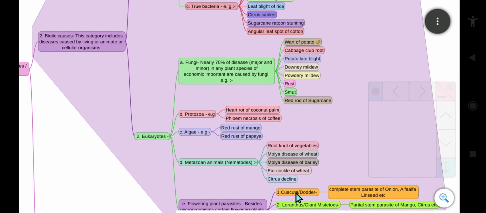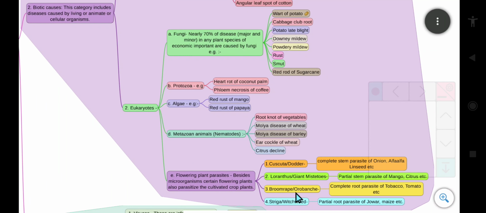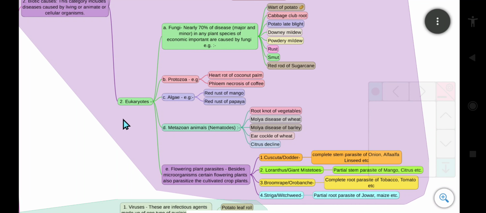The second part of biotic causes are eukaryotes. Due to eukaryotes, we have fungi, protozoa, algae, metazoan animals meaning nematodes, and flowering plant parasites. The first one is fungi. Nearly 70% of diseases, major or minor, in any plant species of economic importance are caused by fungi.